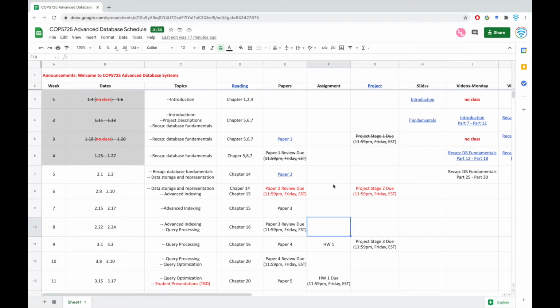In this week, we plan to finish the recap on database fundamentals, so we can move to the new section in the next week. According to the schedule, we also release paper 2 in the schedule spreadsheet, so you can download paper 2, read it, and also write the summary report, which will be due by next Friday. And besides the report for paper 2, we also have stage 2 of the project due by next Friday as well. So please remember to discuss the project with your teammates when you have time.